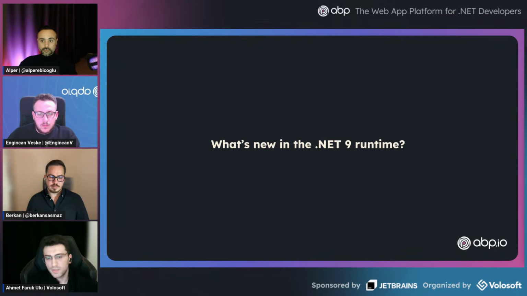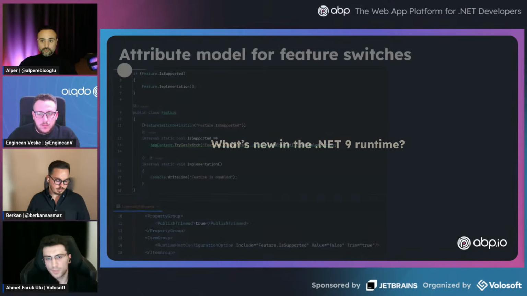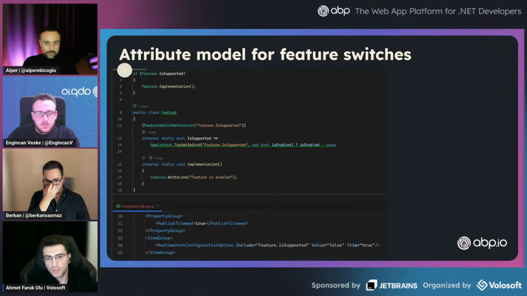And lastly, what's new in the .NET runtime? I'm just going to show one great feature. It is the attribute model for feature switches. We can create feature flags and disable specific features in our csproj files.